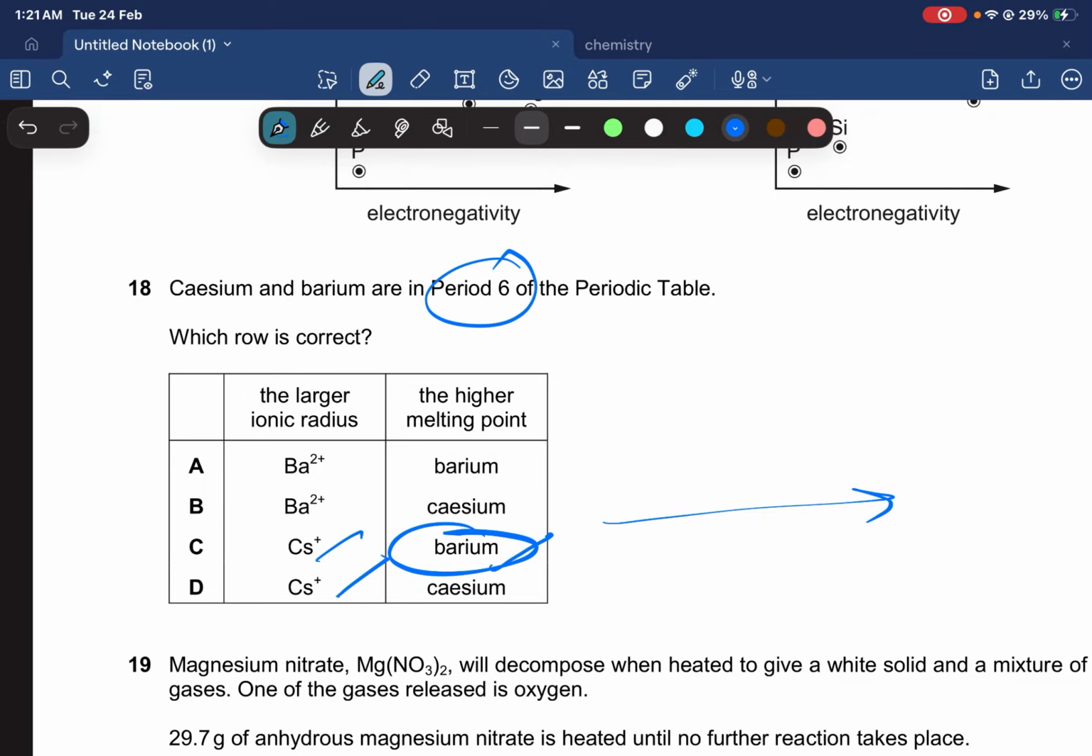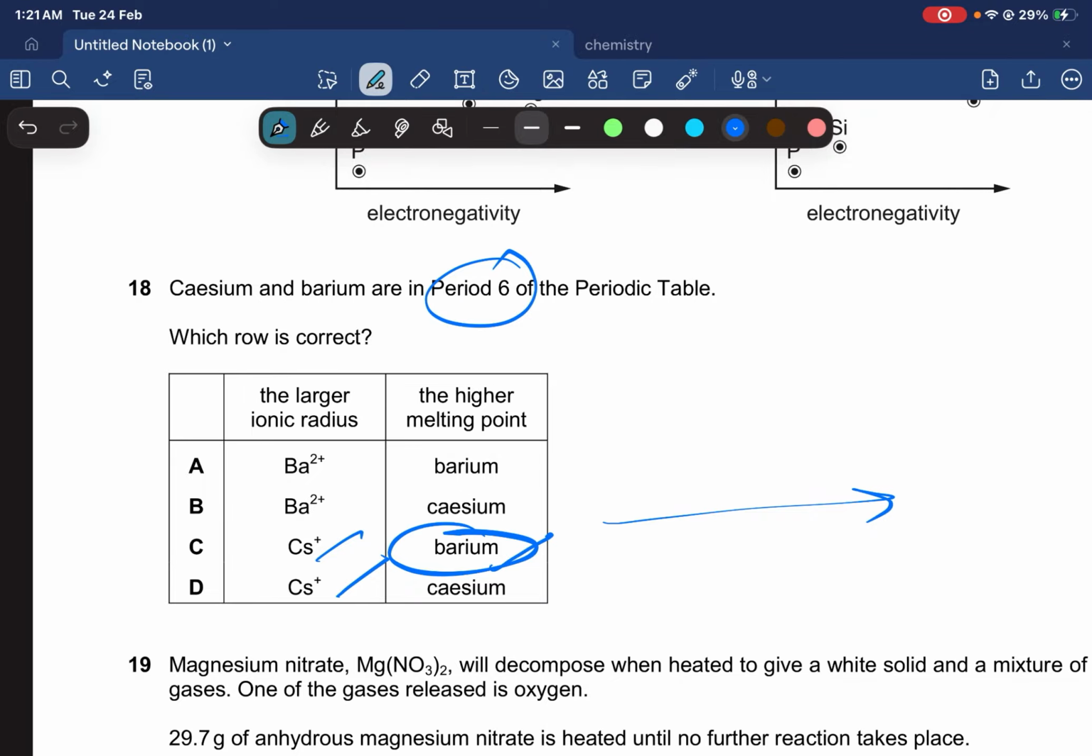So if you have 29.7 gram of this, how many moles do we have? This is the mass divided by the MR. So what's the MR of magnesium nitrate? 24.3 for magnesium plus 14 plus 14 plus 16 times 6. I don't know if I'm going to get it right or not. 148.3. 29.7 divided by 148.3, that is 0.2 moles. If I have 0.2 moles of magnesium nitrate, I have half moles of oxygen, right?